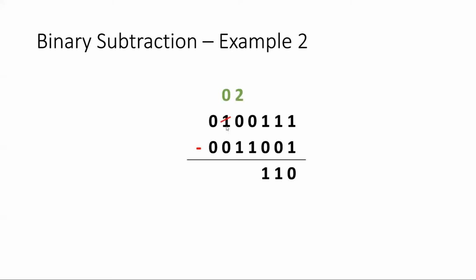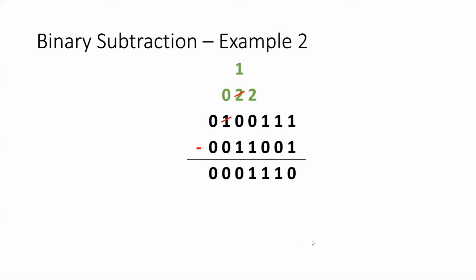So this becomes 0 and gives us a 2. But again, we need to borrow from that to give us 2 in this position. So this becomes 1 and gives us a 2 here. So 2 minus 1 is 1. And 1 minus 1 is 0. And 0 minus 0 is 0. 0 minus 0 is 0.